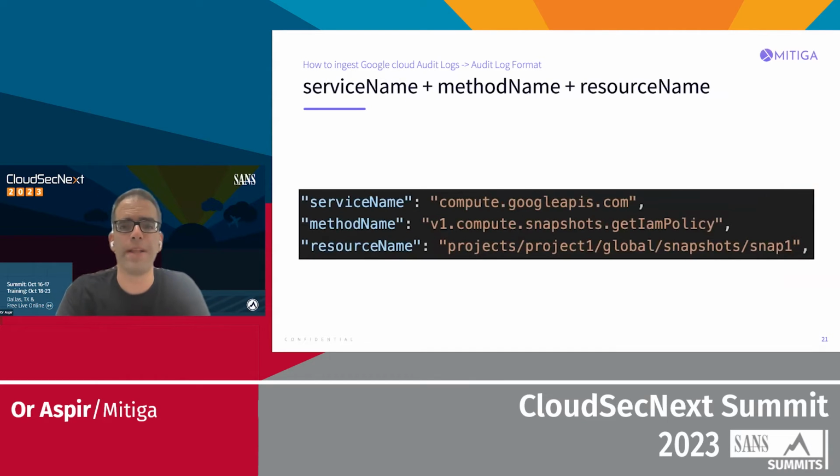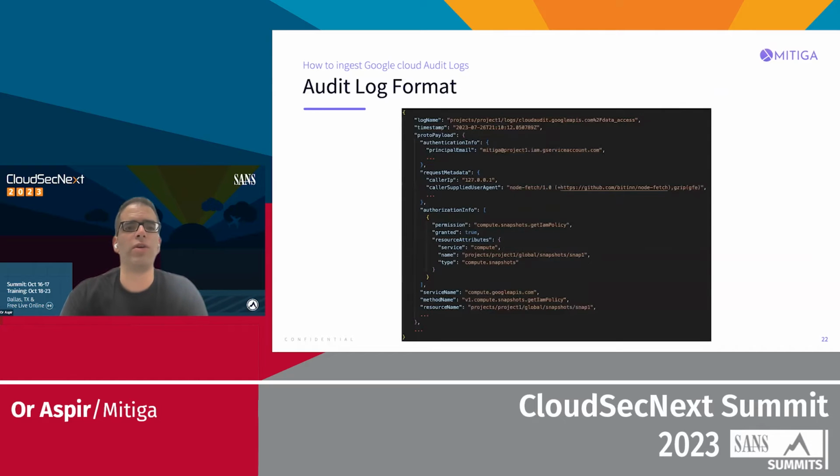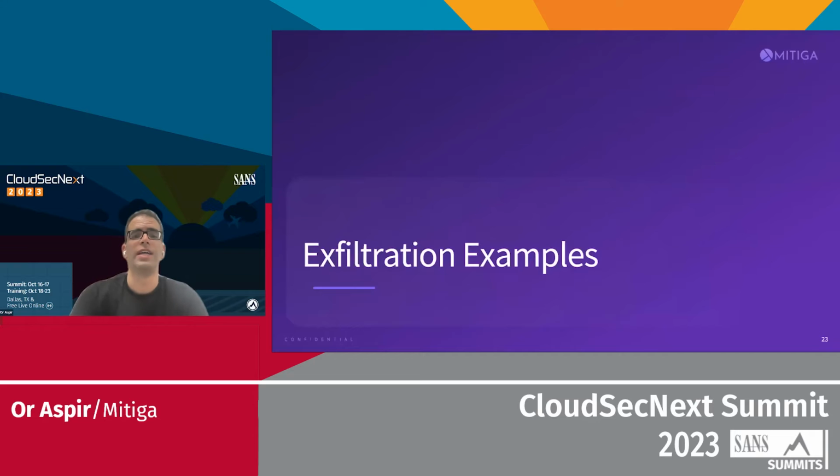And service name, method name, resource name explain more about the service that was used, the actual method, and on which resource it happened. So if I conclude everything, you can understand in this case that on snap one, there was a get IAM policy action by a service account called Mitiga in this date, in this color, in this IP and user agent. So let's reach the good part of the exfiltration.